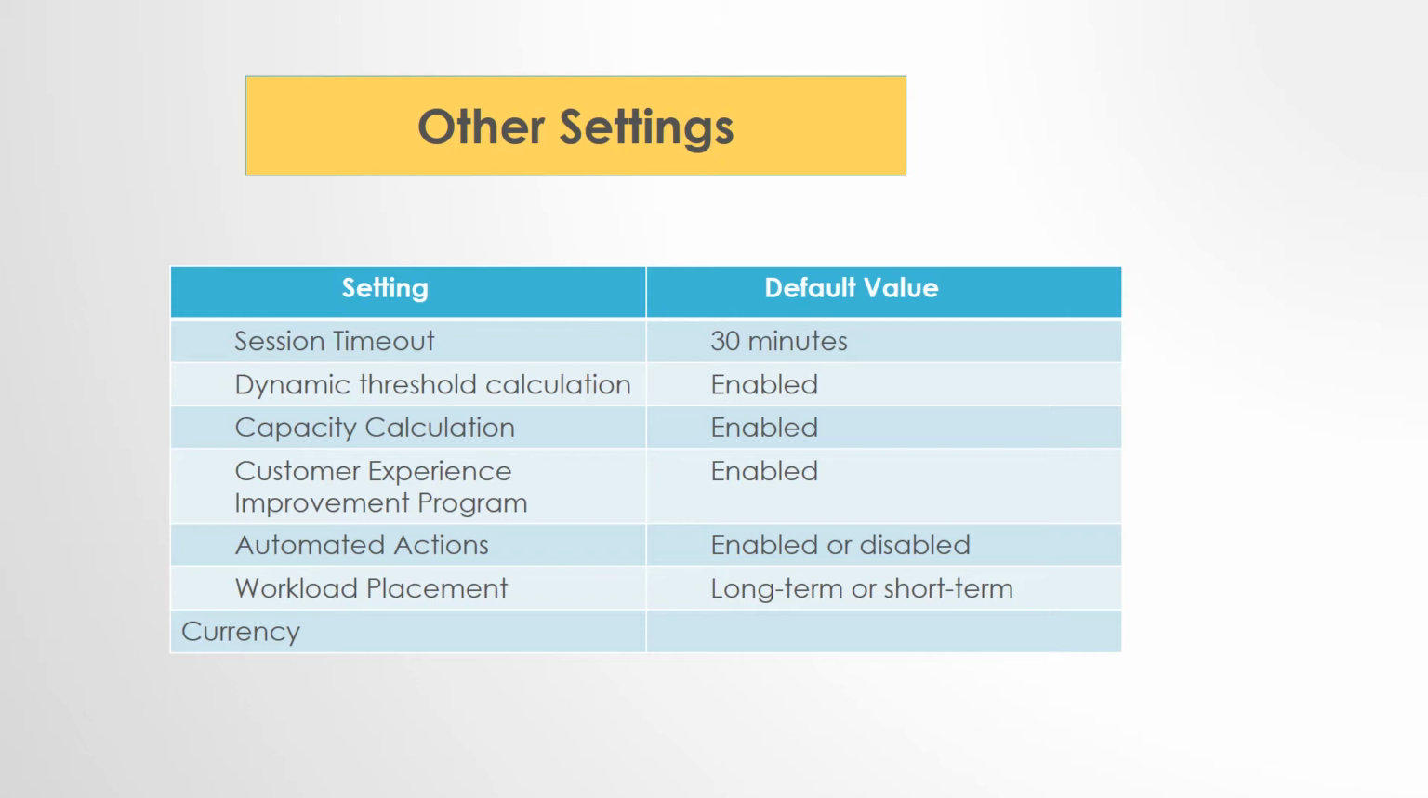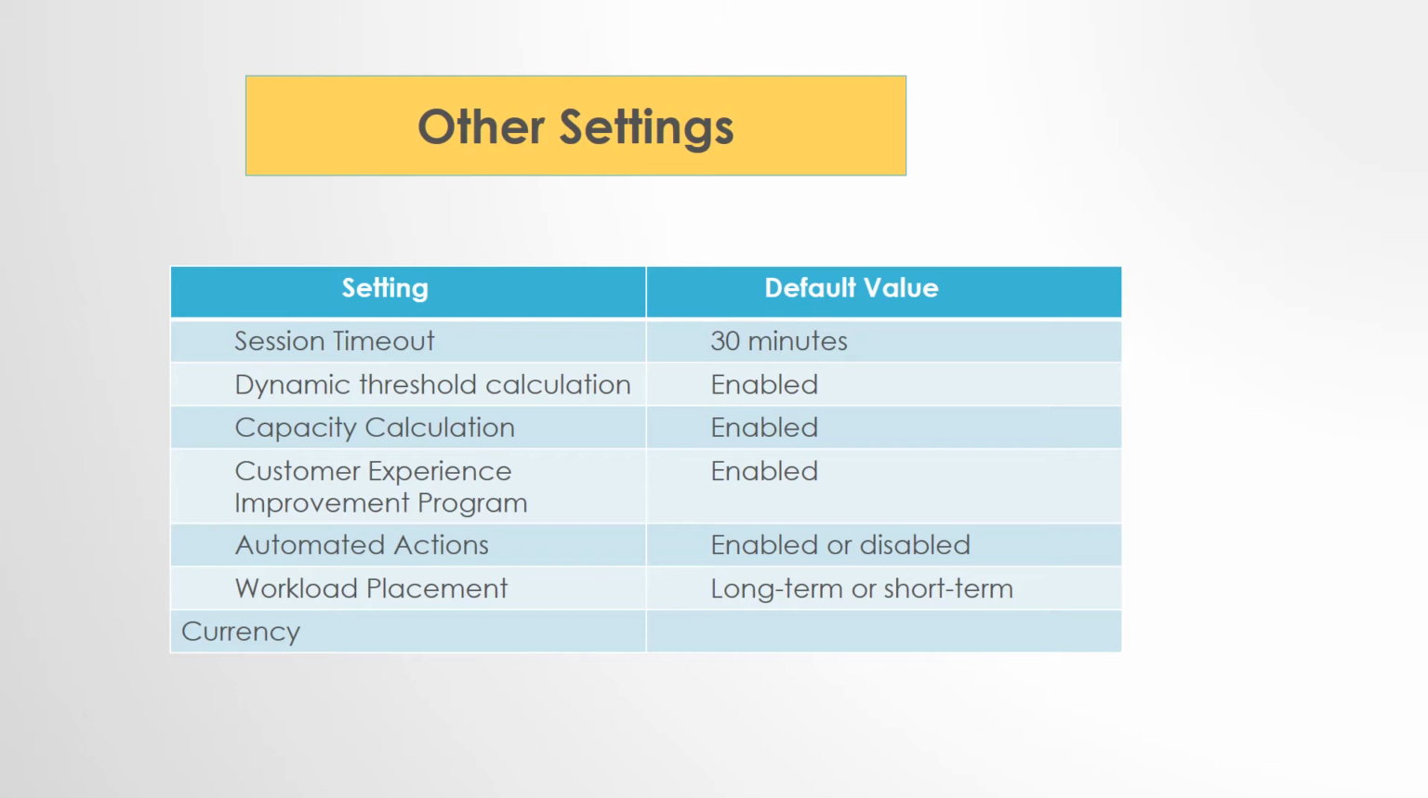Then there is currency, which specifies the currency unit that will be used for cost calculations. And this one can be set once only, so make sure you select it properly according to the needs of your environment. So all these were the global settings in vROps.